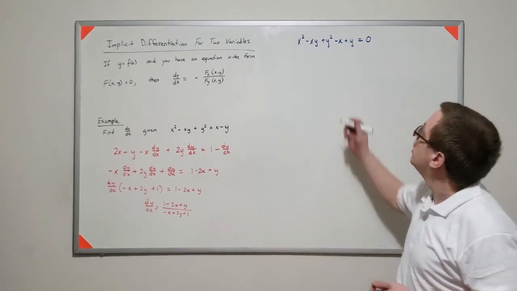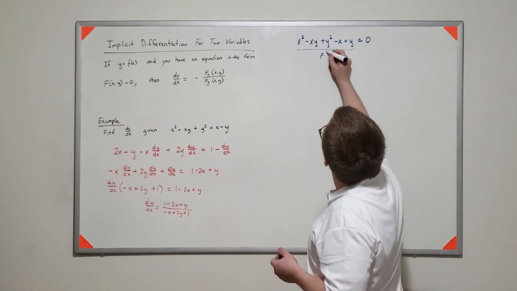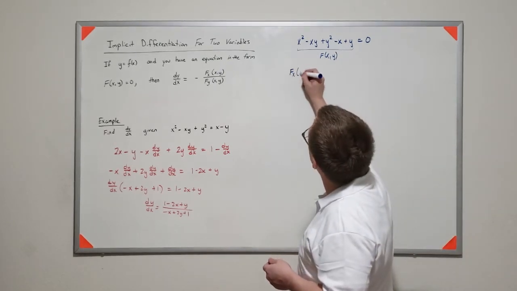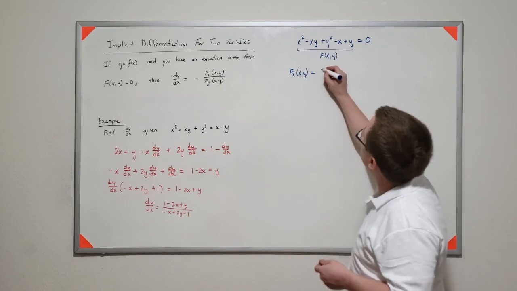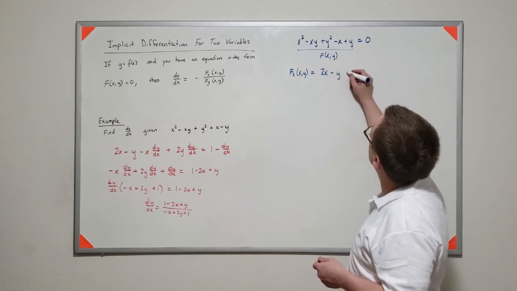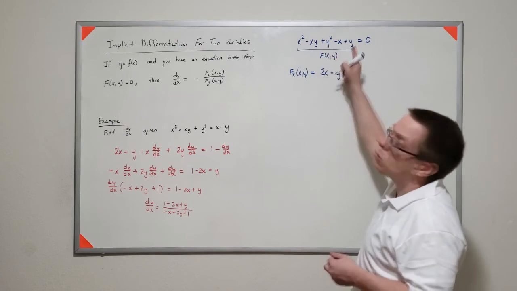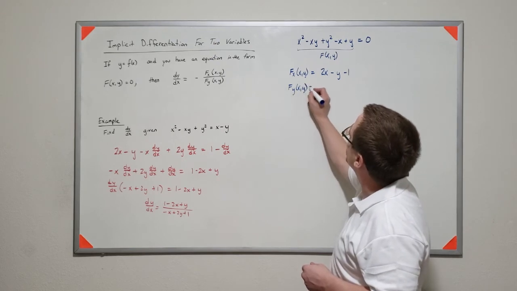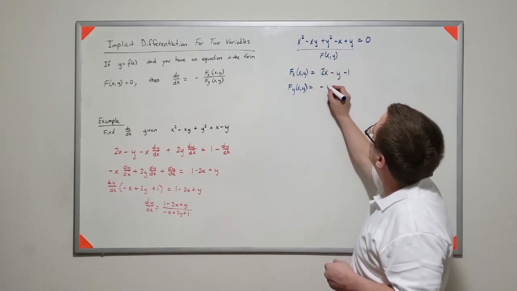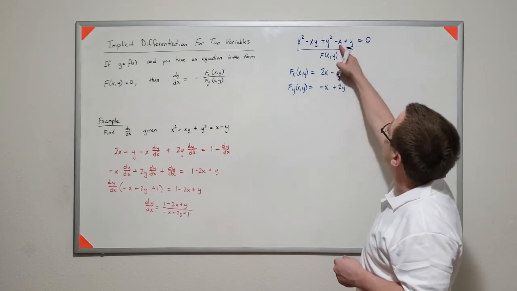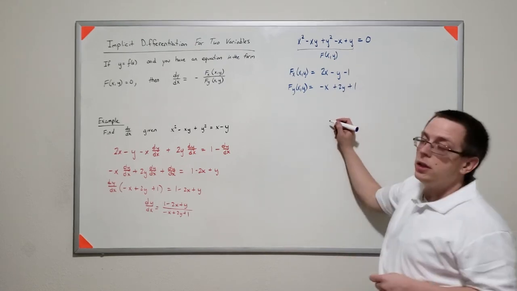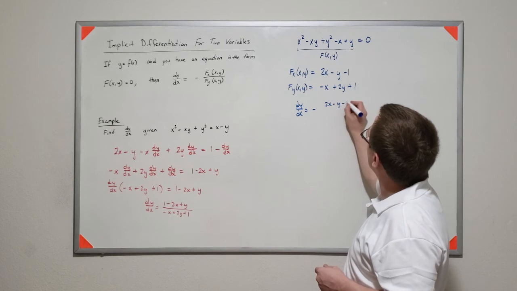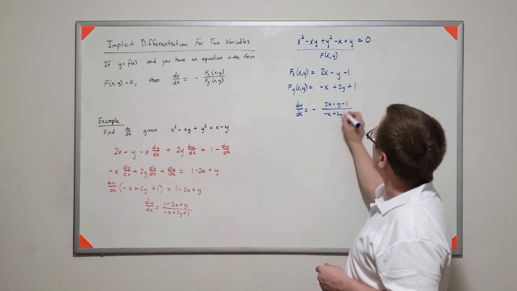And that's not too bad. That gives me my f function on the left. If I take the partial of f with respect to x, that's 2x minus y minus 1, because y squared and y are constants, so they derive to 0. If I take the partial with respect to y, I get 0 minus x plus 2y plus 1. So my result is dy/dx is negative (2x minus y minus 1) over negative x plus 2y plus 1.